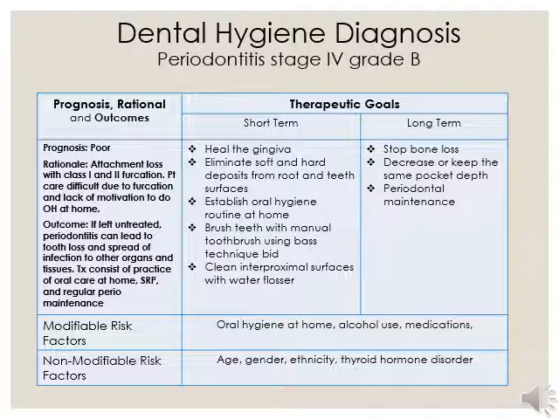And long term, we want to stop bone loss, decrease or keep the same pocket depth, and do periodontal maintenance every 3 months. The modifiable risk factors are her oral hygiene at home, alcohol use, and the medication. She can maybe choose medication with less side effects, talking to her doctor. And the non-modifiable risk factors are age, gender, ethnicity, and the thyroid hormone disorder.